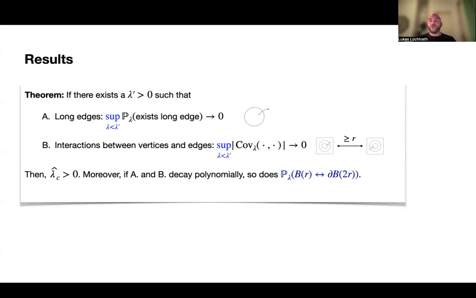But I really need a uniform condition here, because we allow so many correlations that establishing the absence of long edges, let's say, but then reducing the intensity slightly to take care of the other interactions, then gives me long edges apparently again. So we really need this absence of the two long-range effects uniformly. And if we have this, lambda hat c is positive. And moreover, if we actually have polynomial decay of both long-range effects, then we also have polynomial decay of the defining probability.